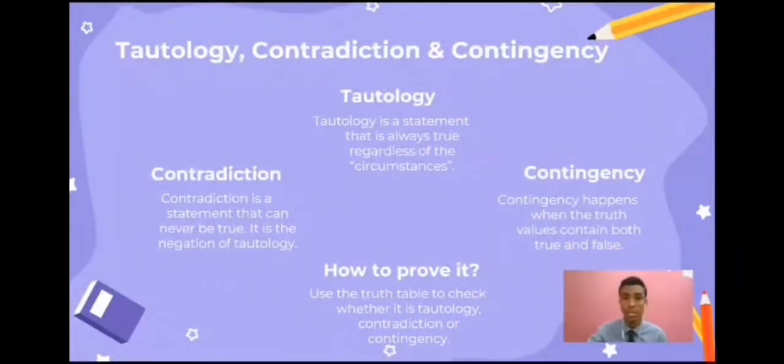Contingency happens when the true values contain both true and false. How do we prove it? We use the truth table to check whether it is a tautology, contradiction, or contingency.